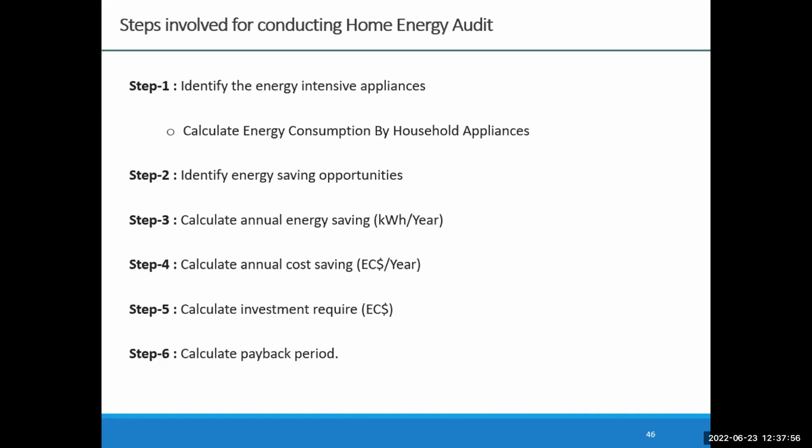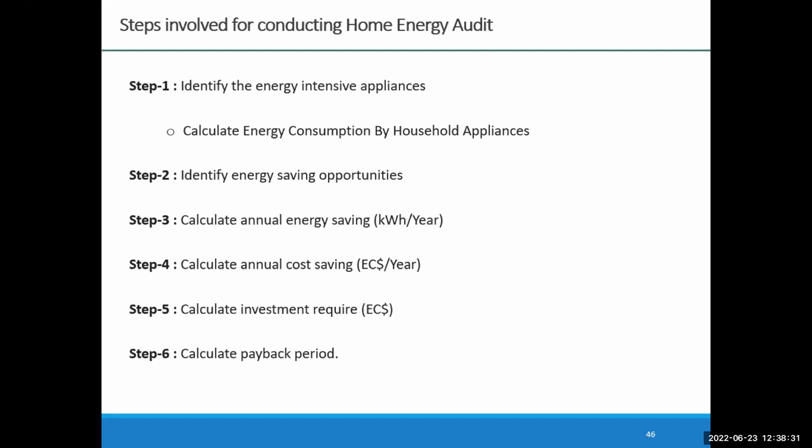Once you identify what the existing appliances are, what the existing energy consumption is, and what opportunities are available to minimize the present energy consumption, we can try to calculate the annual energy consumption of the present scenario and the annual energy consumption of the new scenario based on the energy saving opportunities available. Based on that, we can calculate the amount of energy that can be saved in a year.